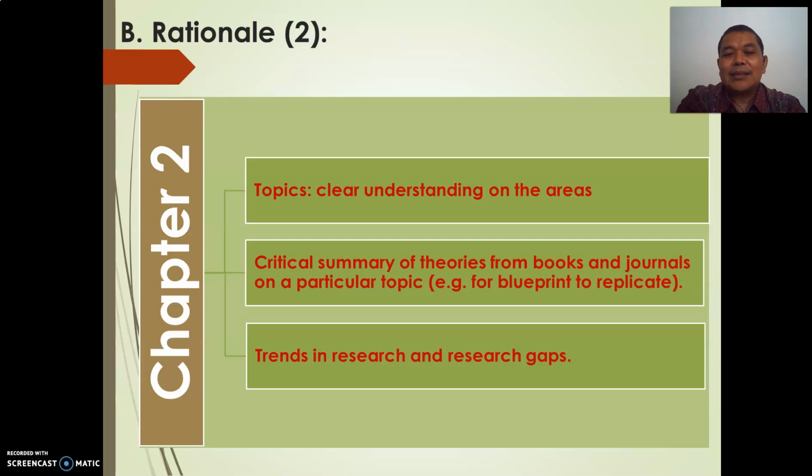Next is about the trends in research and research gaps. In chapter 2, it should also consist of how research studies have discussed those theories or research areas, and you can also find some research gaps. Maybe research A discusses this, research B discusses other areas, and then you can find the niche or the gap which they haven't discussed yet. This niche is very important for you to investigate. So the research gap is what builds the rationale of your research.